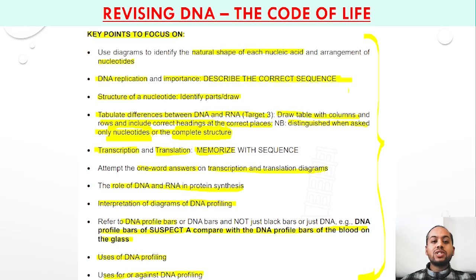Please ensure that you also know the brief history and discovery of the DNA molecule, the names of the scientists as well. That is also extremely important.